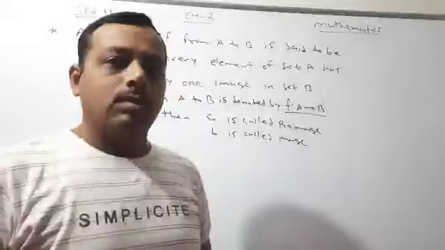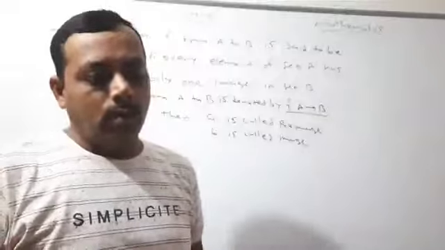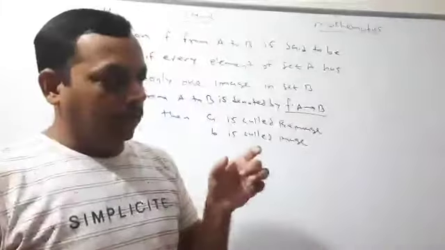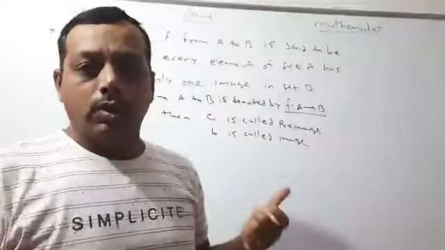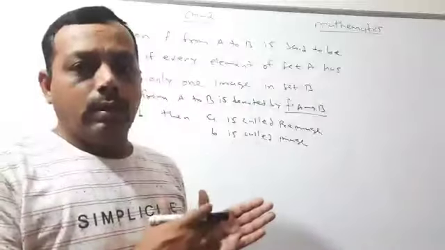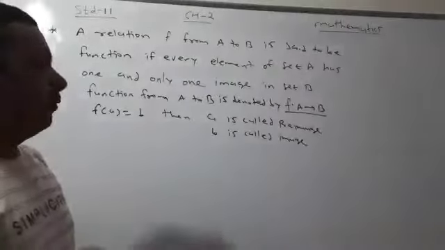In the last class we completed the topic relation. Relation means nothing but an ordered pair where the first element is considered from the domain, the second is considered from the range, and that range element lies in a codomain. Now today we will start the topic function.